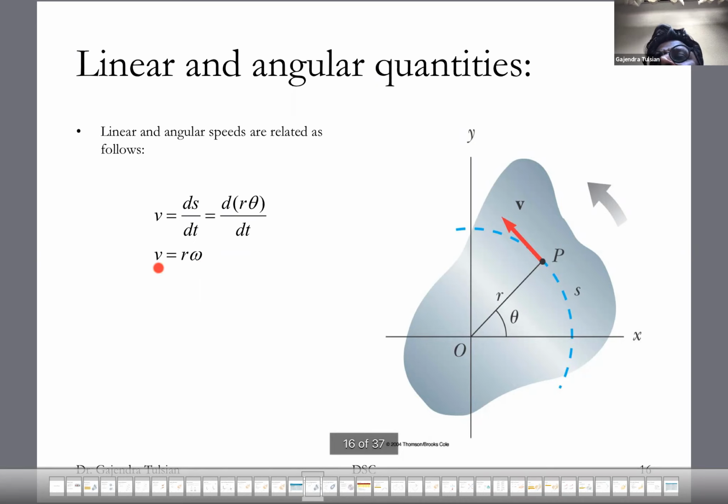Now let's make sure that we understand the units correctly. Units of this would be meters per second. This would be meters. And so the units of this is 1/second. So angular speed is, again, radians per second, but radians is just a label. Okay, so this formula is relating the linear speed of that to the angular speed of this. Okay.